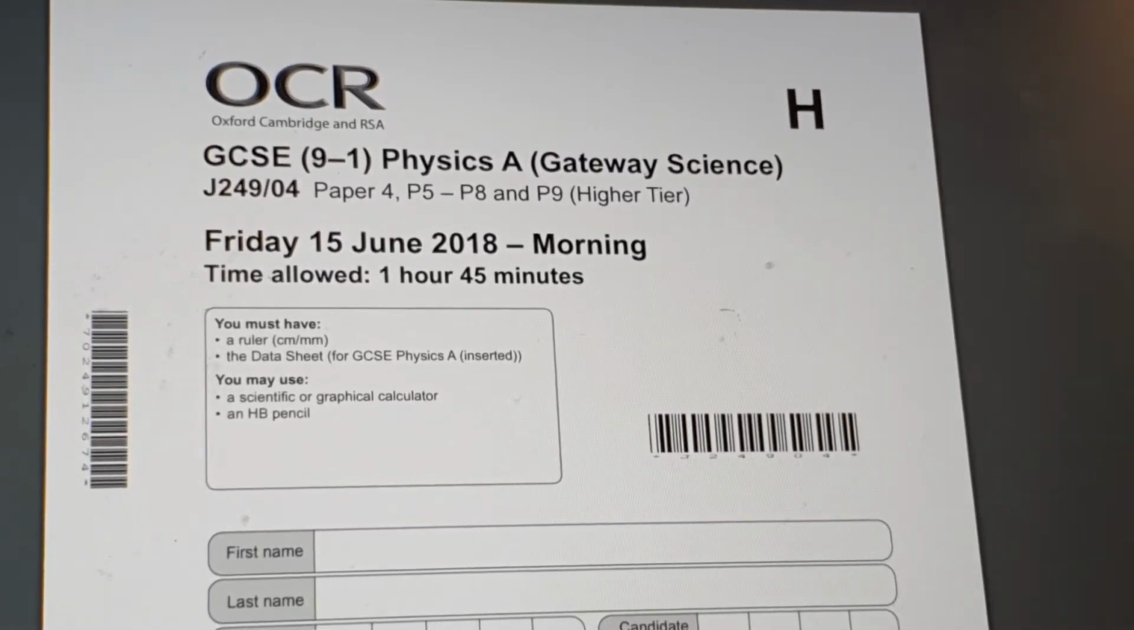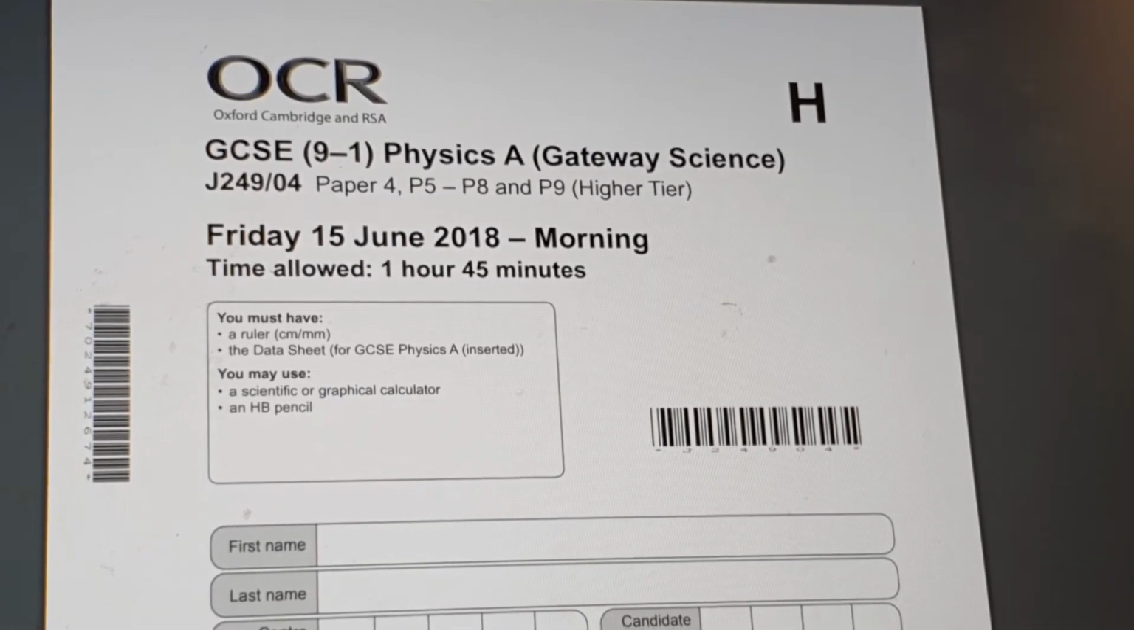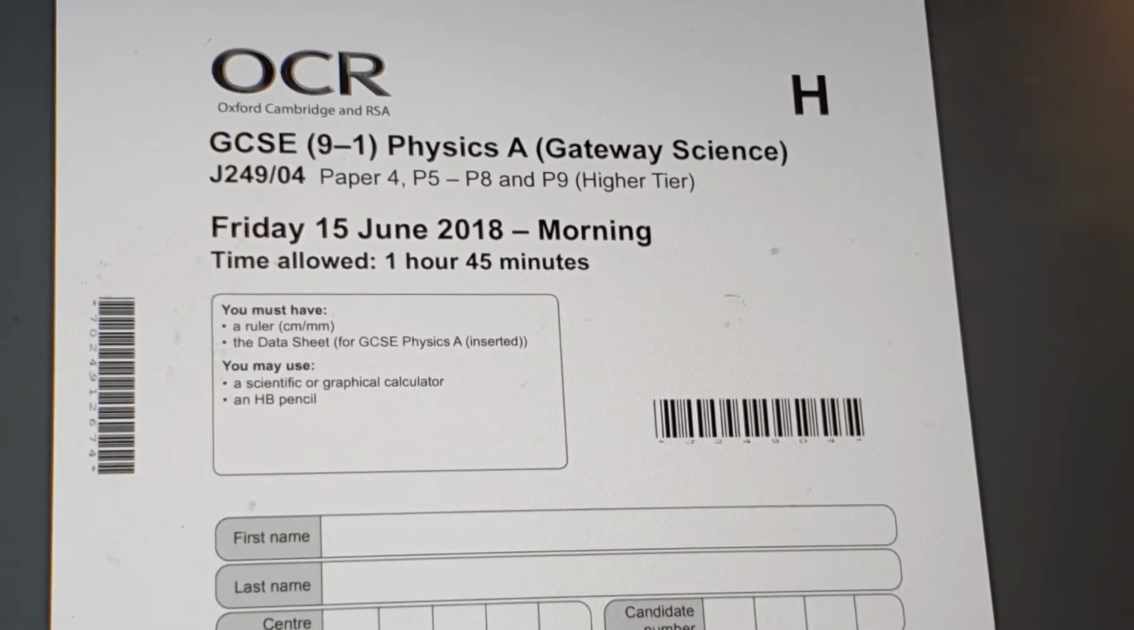So this is the GCSE 9-1 physics. This is looking at the 2018 paper. This is P5 to 8 and P9 higher tier. This is paper 4. Now we're going to look at question 20. Question 20 is here.